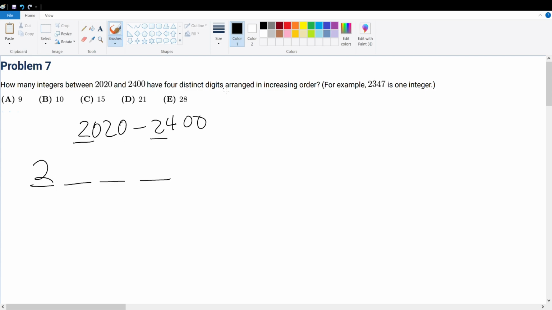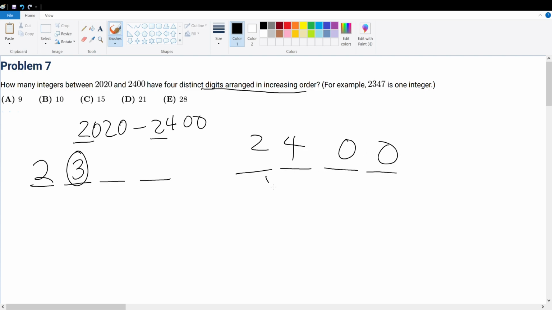Since this is an increasing order, what can the smallest term be for the hundreds digit? Well, the number that's next to 2 is 3. So this term has to be a 3 or larger. So we can also have, for example, 2 4 something. But wait a minute, the upper bound is 2400. And obviously, 2 to 4 is increasing, but then this decreases. So this does not satisfy the criteria.